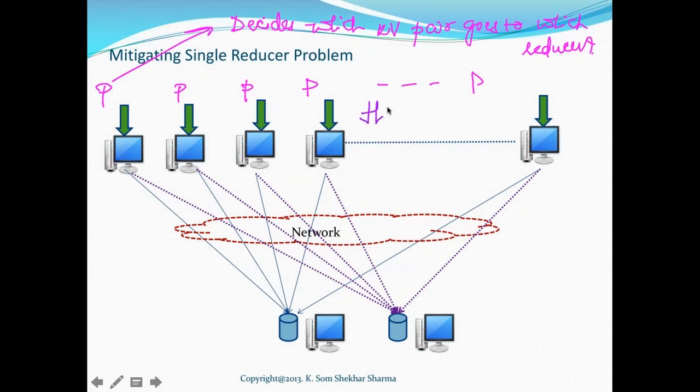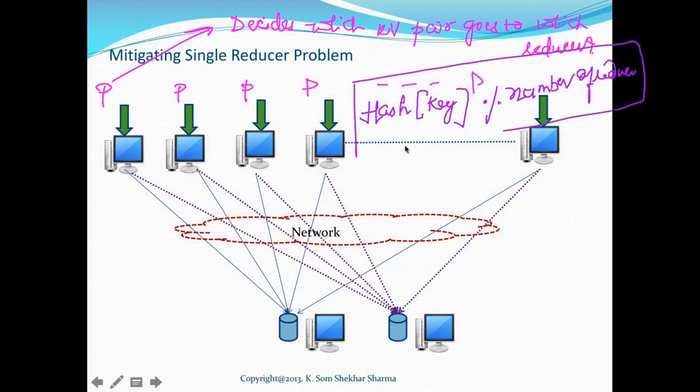It takes the hash code of the key and does modulo by the number of reducers you have set. Whatever value comes out, it will send that key value pair to that reducer. That's why the default partitioner is also known as the hash partitioner. The default partitioner is a hash partitioner because it works on the hash code.